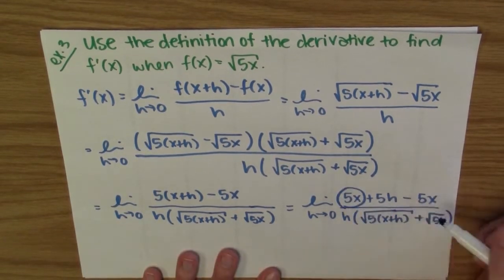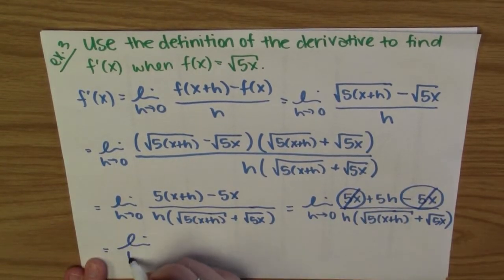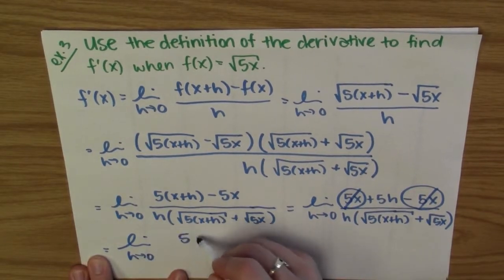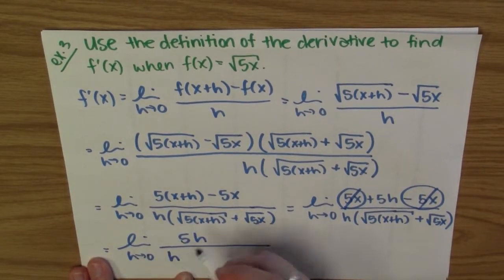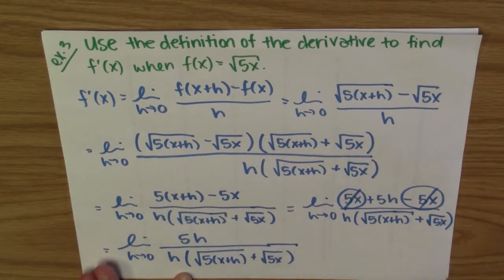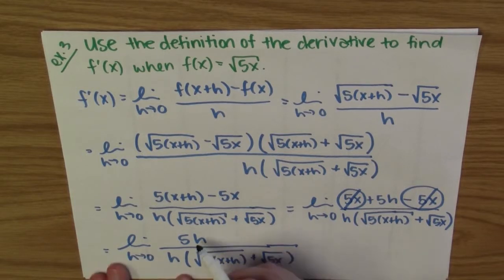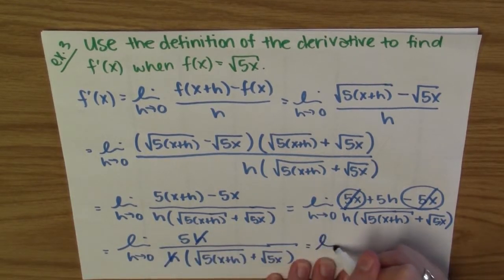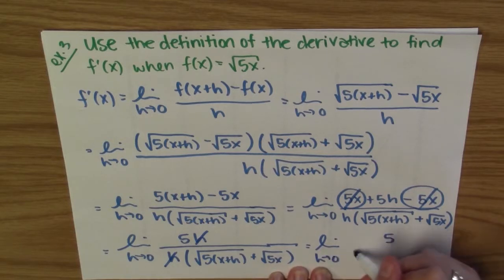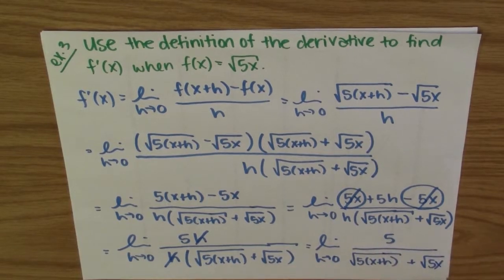Here's a 5x, here's a negative 5x, and so they cancel. So I'm left with the limit as h approaches 0. On the top I have just 5h, and on the denominator I have h times the square root of 5x plus h plus the square root of 5x. And now I have what I was looking for, an h in the numerator, an h in the denominator. They cancel, and so I'm left with the limit as h goes to 0 of 5 over the rest of this denominator, square root of 5x plus h plus the square root of 5x.